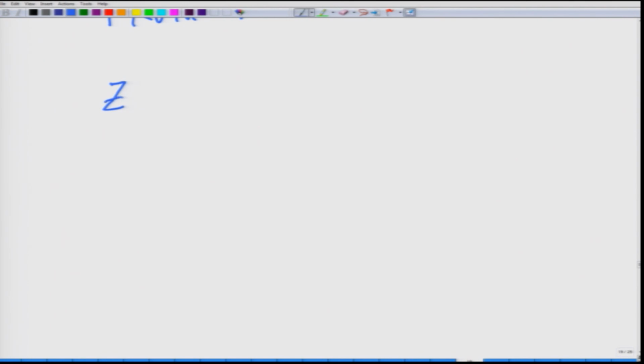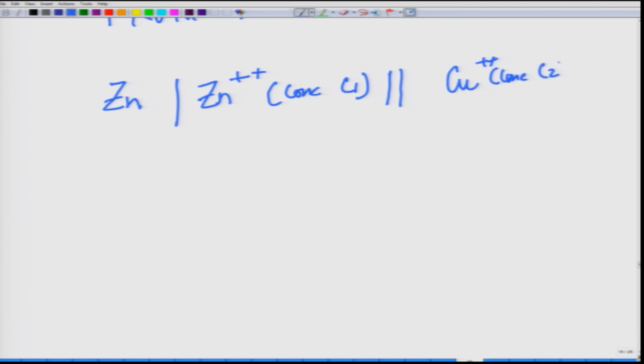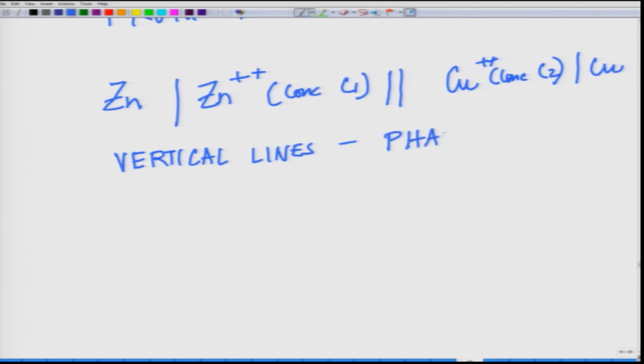Here you have zinc, Zn2+ with concentration C1, the double line, and then copper Cu2+ with concentration C2. This is from the solution coming to the copper. The vertical lines indicate the phase boundaries, the different phase boundaries. So, you are seeing there are two phases.